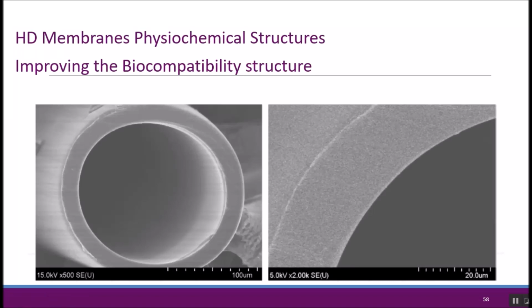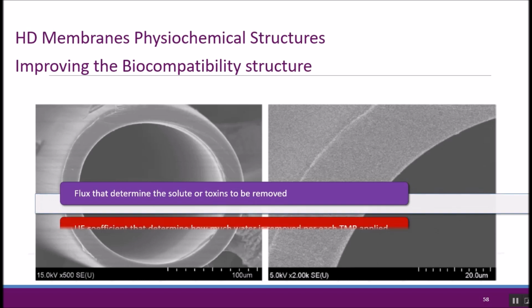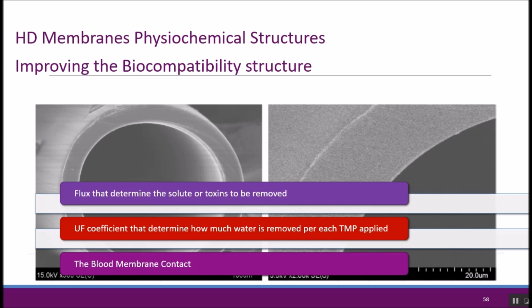In this second part, we will talk about the hemodialysis membranes, their physiochemical structure, and how we can improve the biocompatibility, which means blood membrane contact. So basically, the hemodialysis membrane means different fluxes, which determine the solute or toxin to be removed according to the molecular weight, the ultrafiltration coefficient that determines how much water is removed per each transmembrane pressure applied, and most importantly as well, the blood membrane contact.